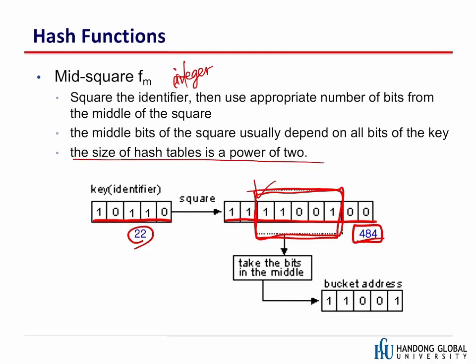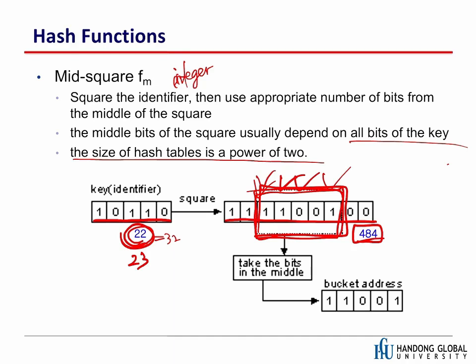In this way, these middle bits depend on all the bits of the key. This value is calculated from this number. If we change the key to 23, this will be different. If we change it to 32, this will be different. So the middle bits are affected by the whole key. That's good, and we are hoping that this is evenly distributed.